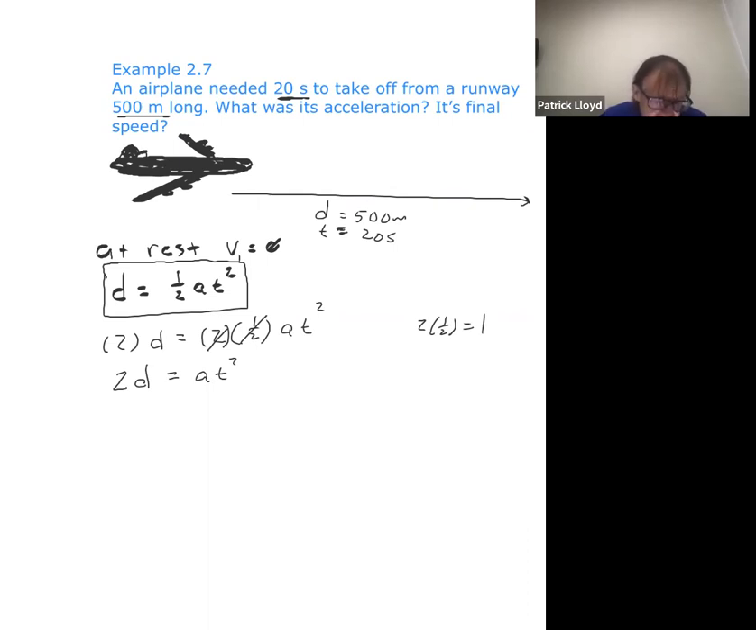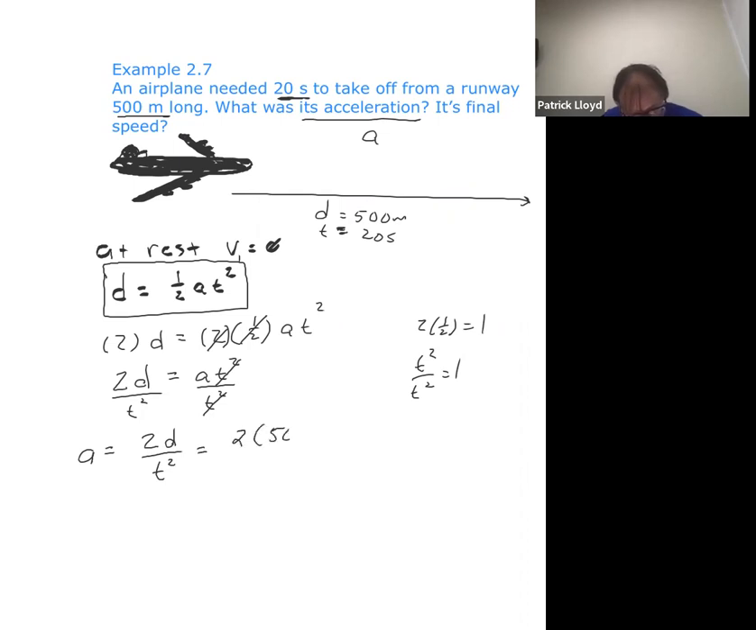We're trying to find the acceleration. Remember, the first question is what's the acceleration? That's a. So we're going to divide by t squared now. If I divide both sides by t squared, look what happens. t squared over t squared is 1. So now I just have acceleration. So I'm going to rewrite it over here as acceleration is equal to 2 times the distance traveled divided by the time elapsed squared.